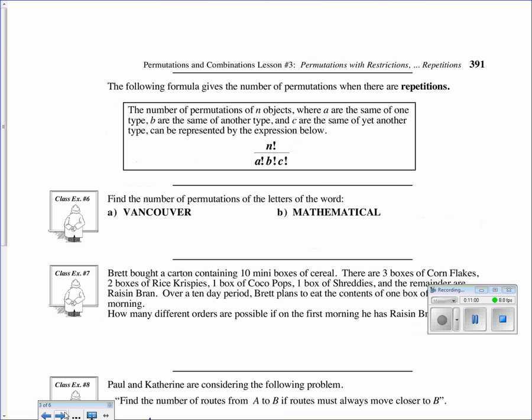Now, that hints at a pattern, and that pattern is on the next page. The pattern on the next page suggests that when we have repeated letters, we want to divide by the repetition. So this is the number of possibilities, so letters or numbers, number of choices, and this is how often a particular one is repeated. These are the repeated values. And we need to divide by those repeated values.